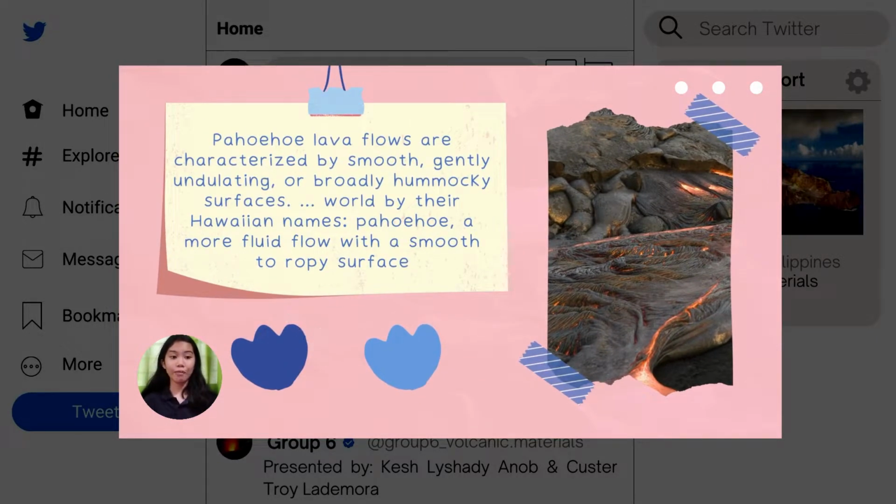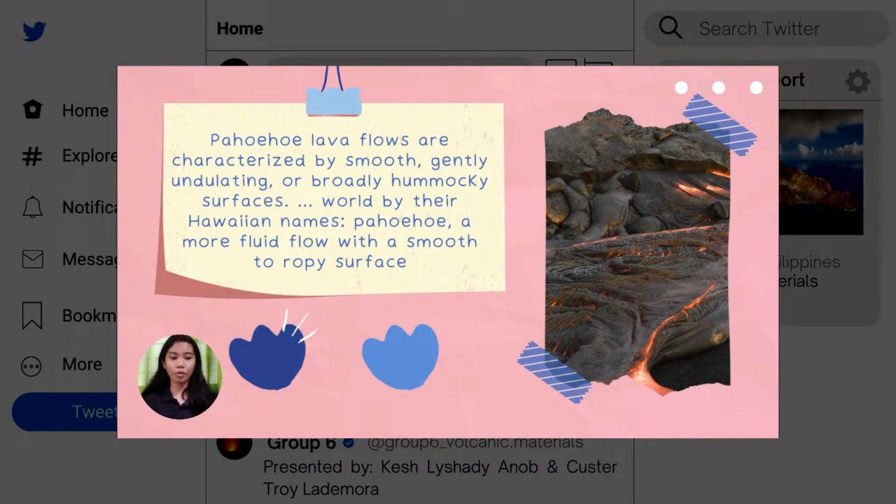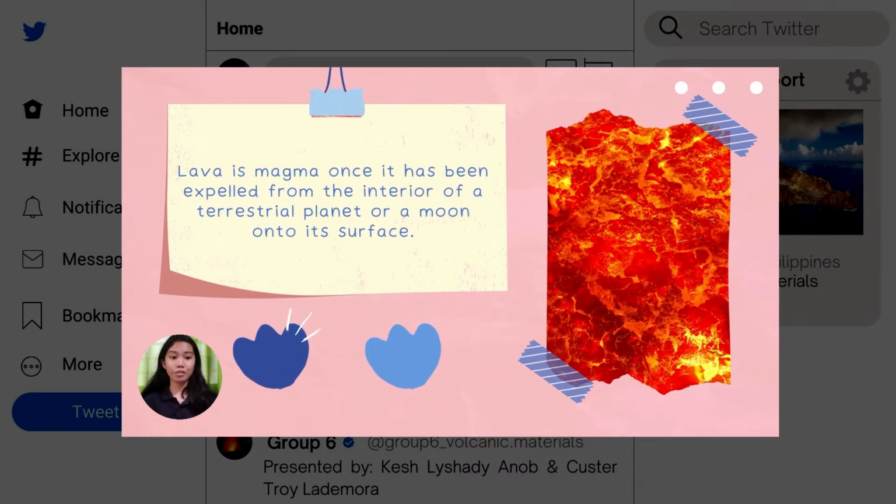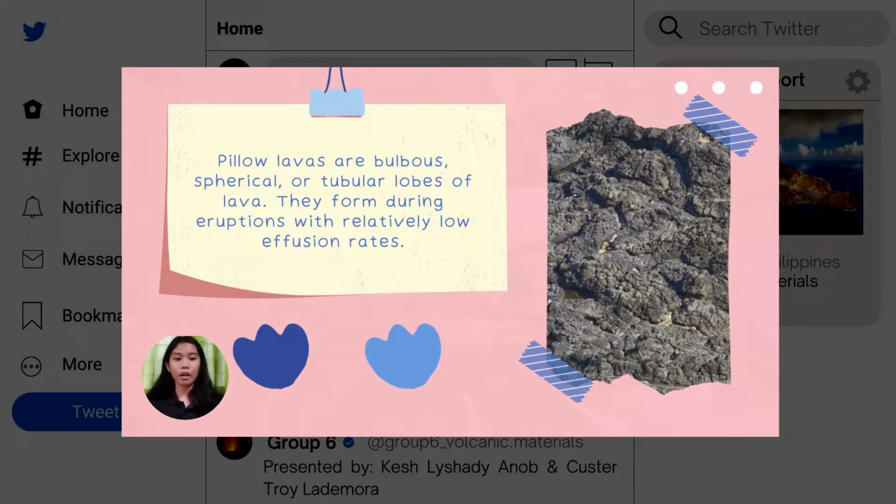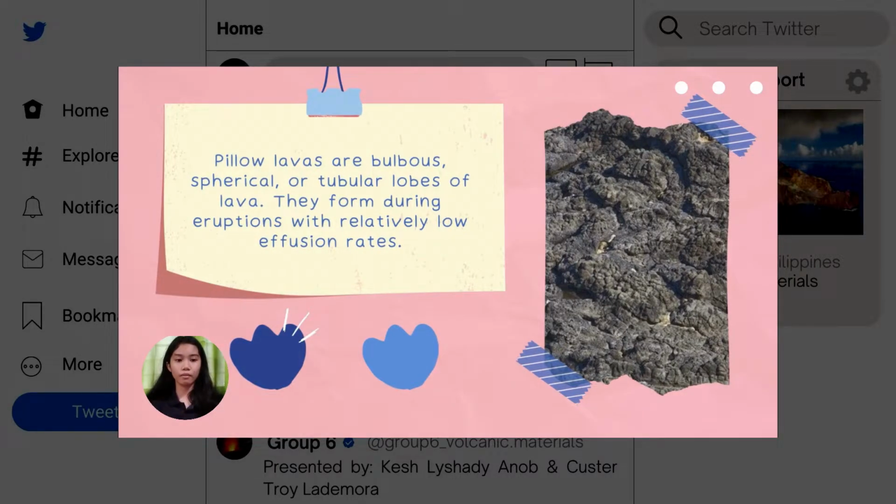Pahoehoe lava flows are characterized by a smooth, gently undulating or broadly hummocky surface. Named by their Hawaiian names, pahoehoe is a more fluid flow with a smooth to rocky surface. Lava is magma once it has been expelled from the interior of a terrestrial planet or a moon onto its surface. Pillow lava. Pillow lavas are bulbous, spherical, or tubular lobes of lava. They form during eruptions with relatively low effusion rates.